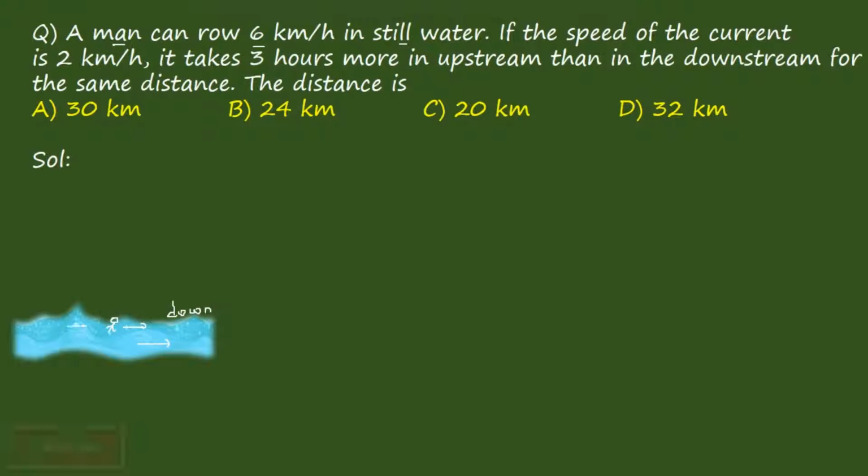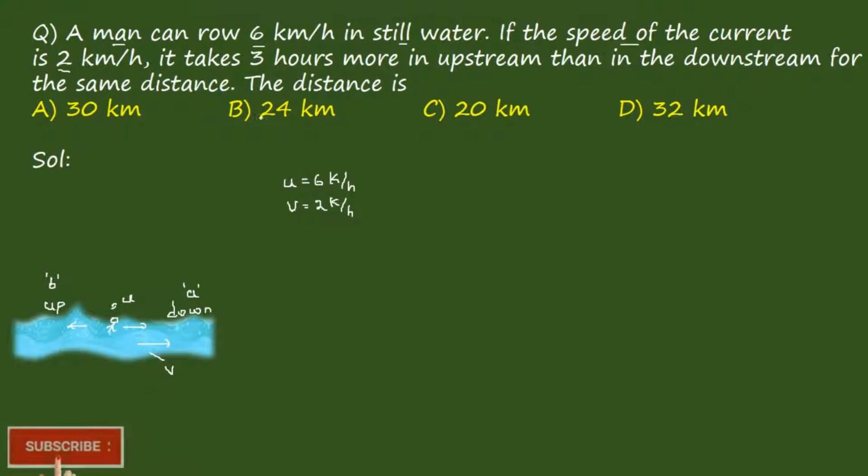If it is in the opposite direction of a stream, then it becomes an upstream, right? We consider the downstream speed equal to A and upstream speed equal to B, speed of the man is U and speed of the stream is V. It is given that the speed of the man is equal to 6 kilometers per hour. Again they are saying the speed of the current is 2 kilometers per hour, right? Then V is equal to 2 kilometers per hour.